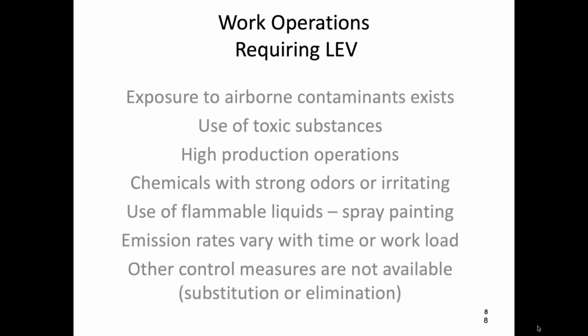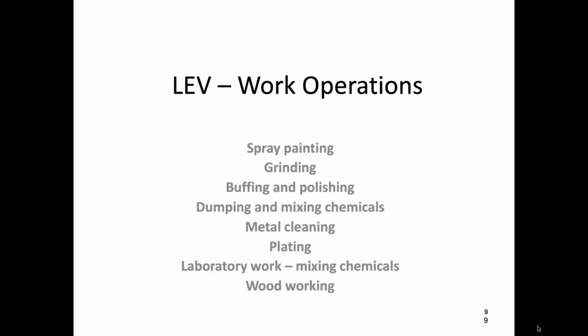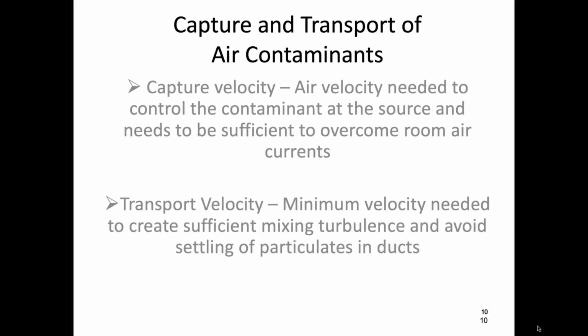Okay, so when do you use local exhaust ventilation? When you're using something toxic, when you're using a material that's really dangerous to the worker, you don't want any of it getting into his breathing area. Strong odors, irritating materials, flammable liquids: you want to control them so they can't get into the room and get to the point where they can burst into flame or explode. Also where you have high emission rates of toxic materials, and where the other ways of controlling it, like dilution ventilation, aren't applicable. Of course, the first thing you want to do is try to substitute or eliminate it, but when you can't, that's when you get into local exhaust ventilation.